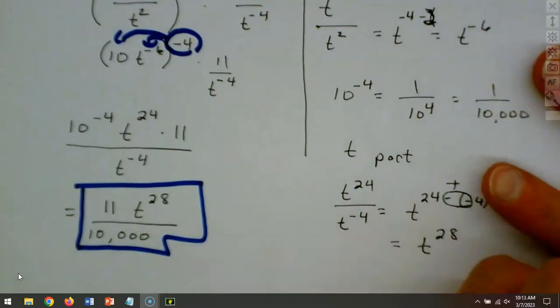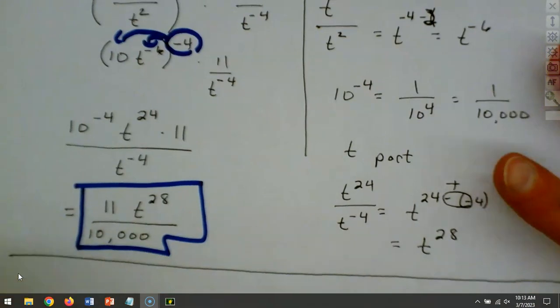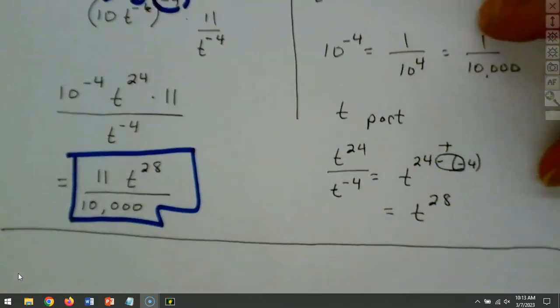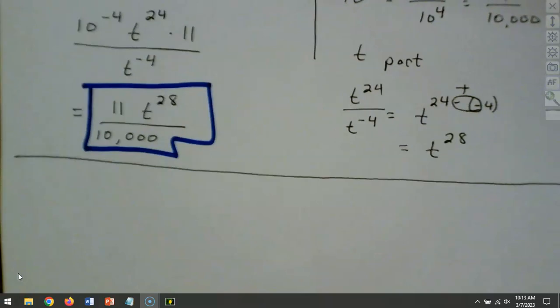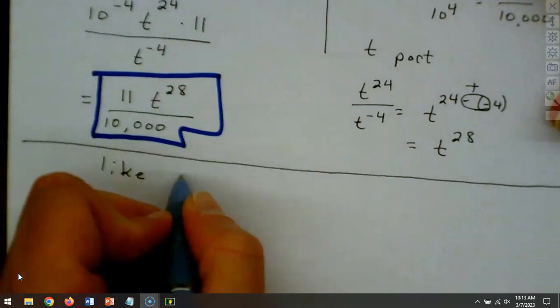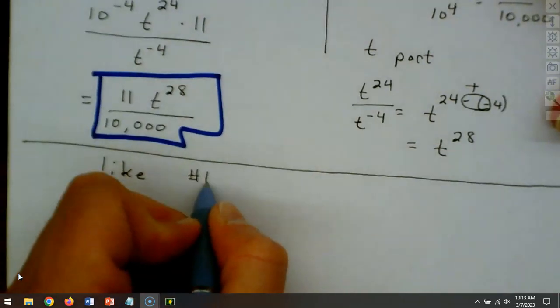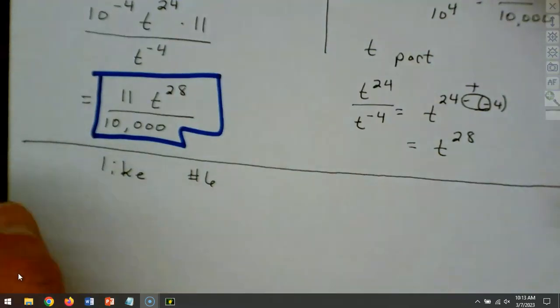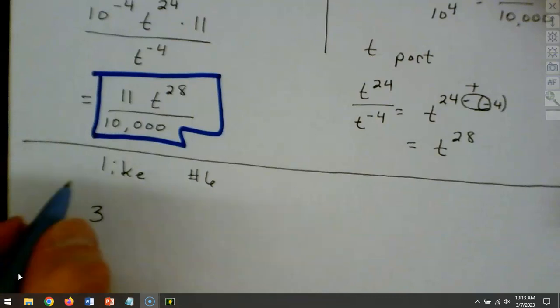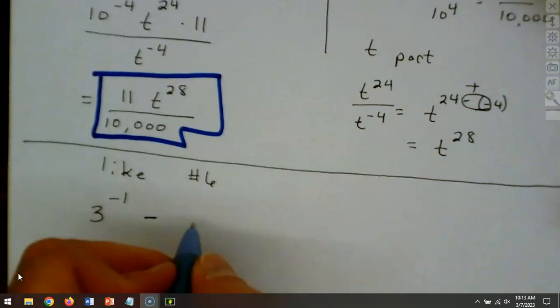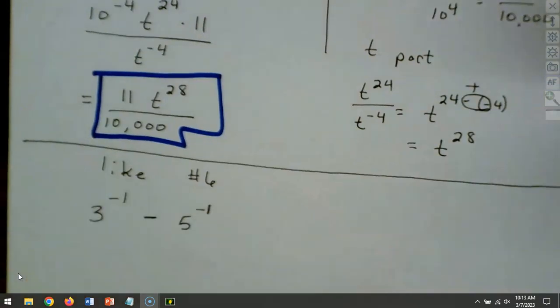Now let's talk about fractions and how we take powers of fractions, and how we work with numbers with negative exponents and how we can combine them together. This is going to be very, very similar to question 6, just different numbers. I'm going to change them around a bit. So how about we have 3 to the negative 3rd power, and we'll use a minus 5 to the negative 1st power.